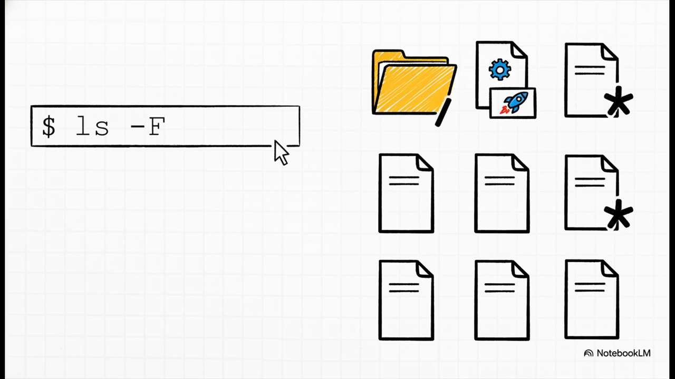But here's a little trick. You can make it even better by adding something called a flag, like -F. This tiny addition tells ls to give you more info, adding a slash to the end of directories and an asterisk to executable files. It just makes everything way easier to see at a glance.